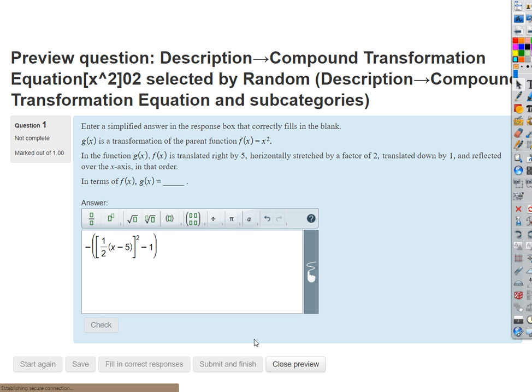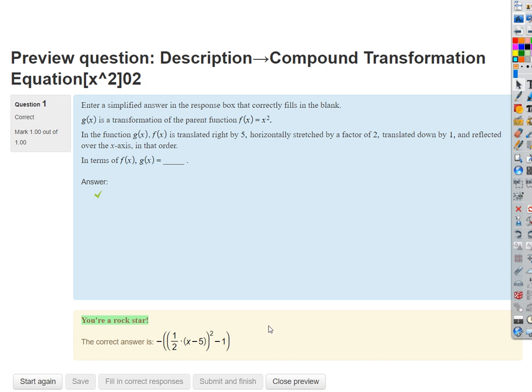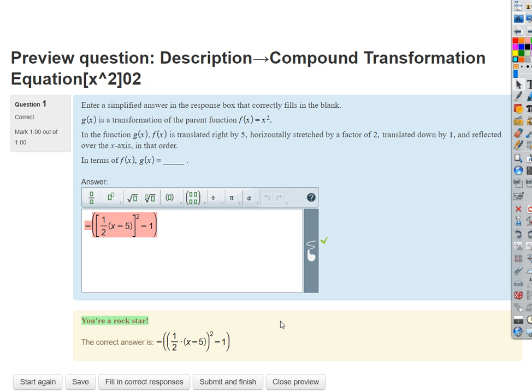Okay? So it's kind of a mess, but that's what we get. They wrote it in terms of the parentheses, but same thing, right? We use brackets, but same idea.